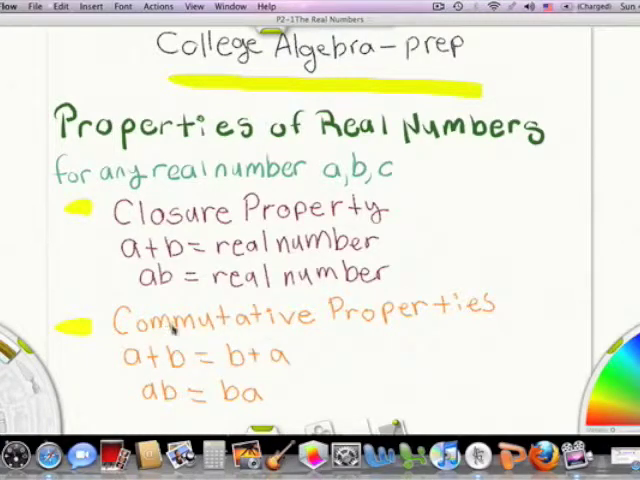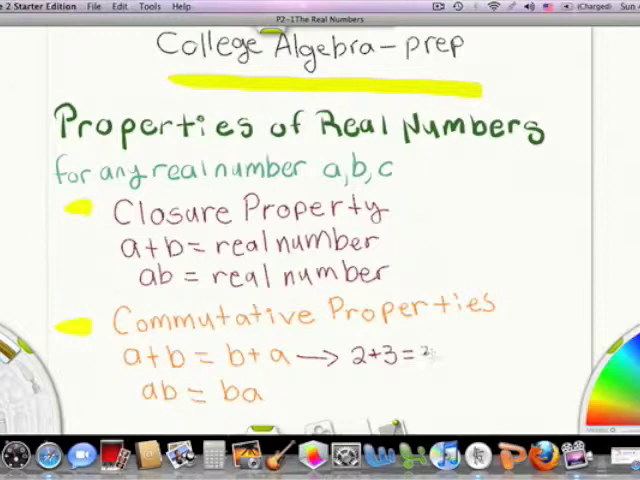Okay, let's look at the commutative properties. What this is saying is if you have a set of numbers and you're adding them together, it doesn't matter if you add a plus b or b plus a, they're both going to result in the same answer. Now let's look at a little example of this. If you have 2 plus 3, it doesn't matter if you do 2 plus 3 or 3 plus 2, they're both going to result in the answer of 5.